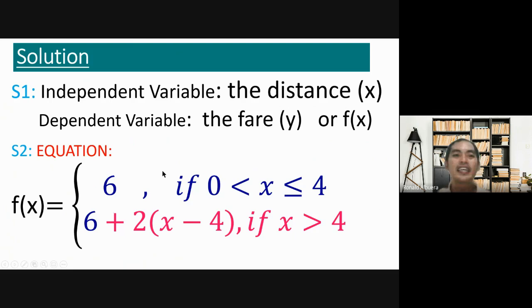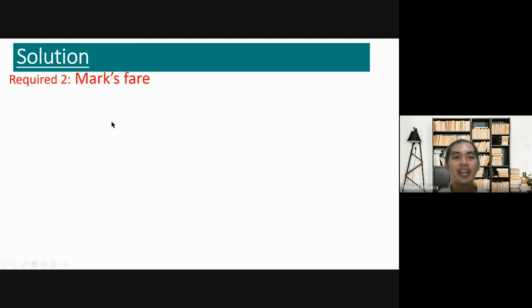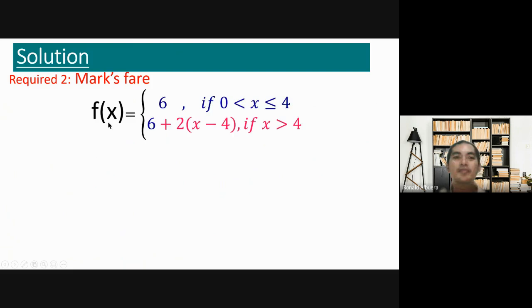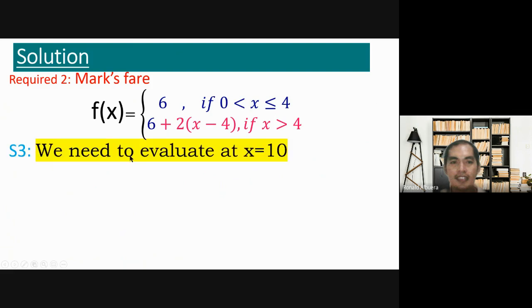Okay? Next step is, we are going to solve. Yung second requirement is, yung amount na babayaran ni Mark sa jeep. Okay. We use the formula or the equation, this one. But then, we need to evaluate at x equals 10 kasi ang na-travel ng jeep ay 10 kilometers. From his house to the market, the distance is 10 kilometers. So ito yung i-evaluate natin.